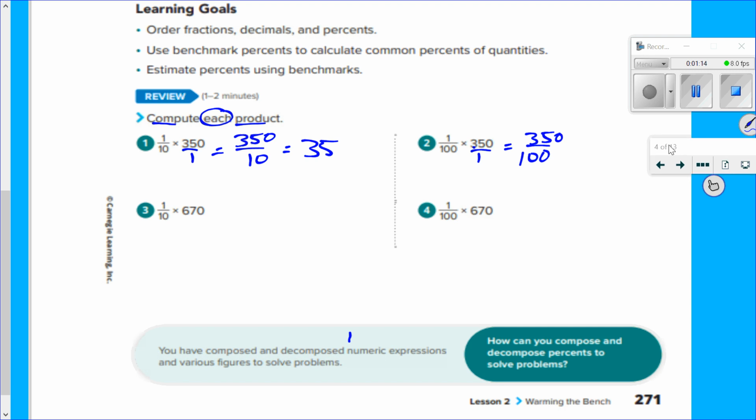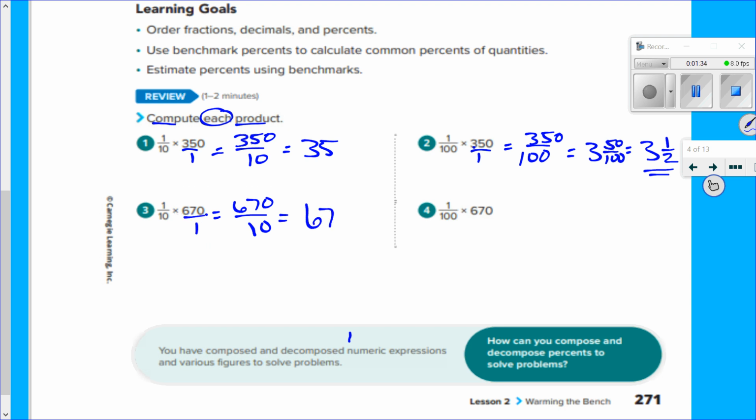350 over 100. So that's going to simplify down to 3 and 50 over 100, which would be 3 and 1/2. Our next one is going to be over 10. Gives us 670 over 10, or 67. And then the last one is going to give us 670 over 100, or 6 and 70/100ths, or 6 and 7/10ths. Questions on any of those?